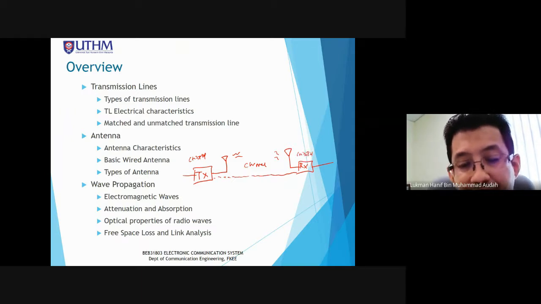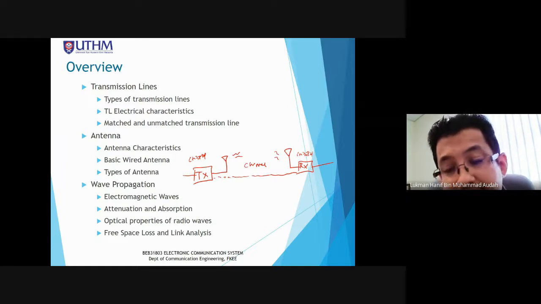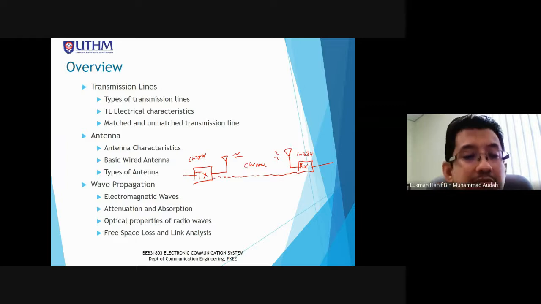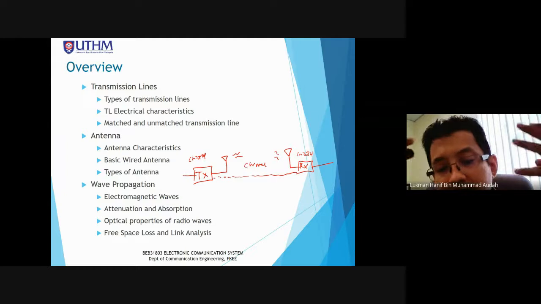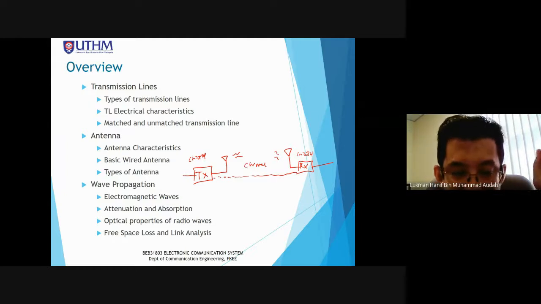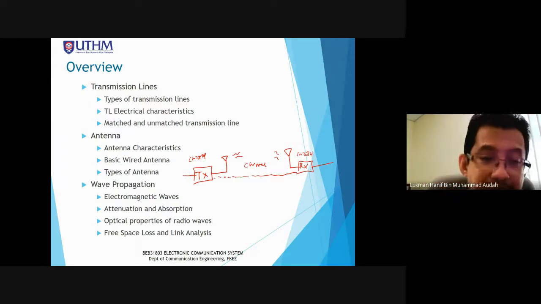Okay, chapter 3 and 4 kita belajar the important process inside the transmitter and receiver. Okay, kita masuk ke dalam transmitter dan juga kita masuk ke dalam receiver. We learn a lot about processes happens in both transmitter and receiver.